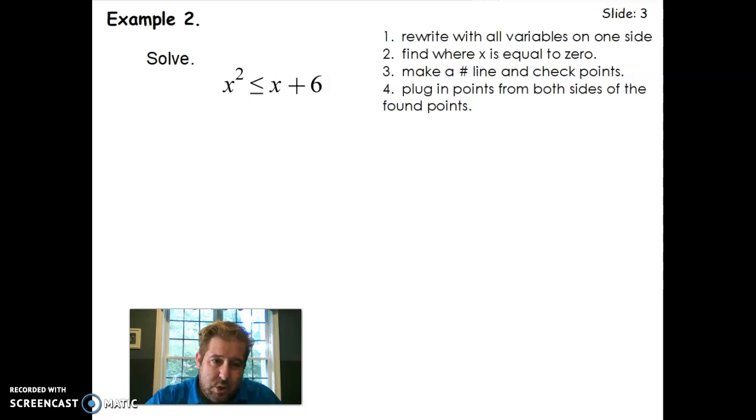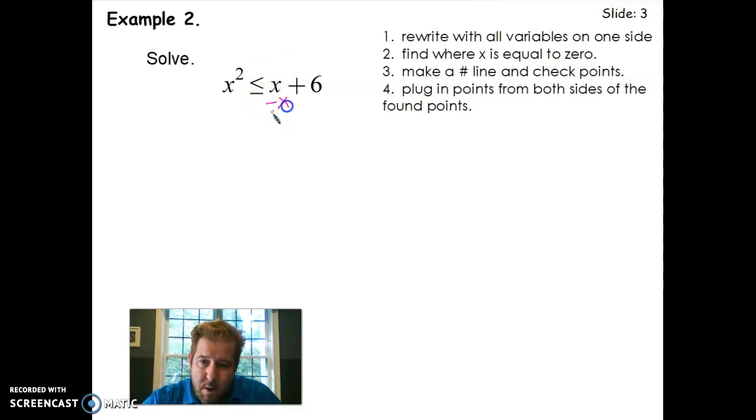All right, example number 2. This time we have a quadratic equation, so solving it is a little bit different. We're going to solve it just like you would solve a quadratic equation. First thing you're going to do is set the equation equal to 0. Well, in this case, it's an inequality.